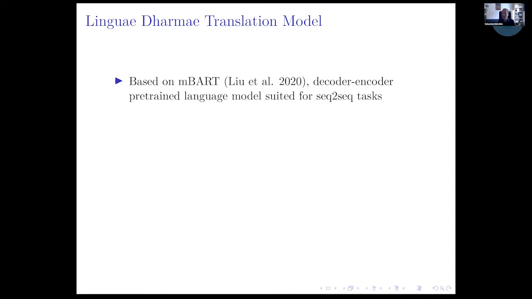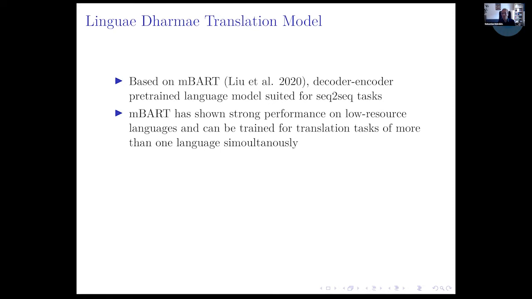And the basic architecture for this model that we have been working on in the past weeks is the MBART architecture, which is an encoder-decoder that is pre-trained on large corpora and is actually suitable for sequence-to-sequence tasks. This model has shown strong performance on low resource languages, and it can be trained for translation tasks of more than one language simultaneously. So we can take data from Tibetan, from Chinese, and from Pali and eventually even Sanskrit at the same time and train the model jointly so it's able to translate into English.